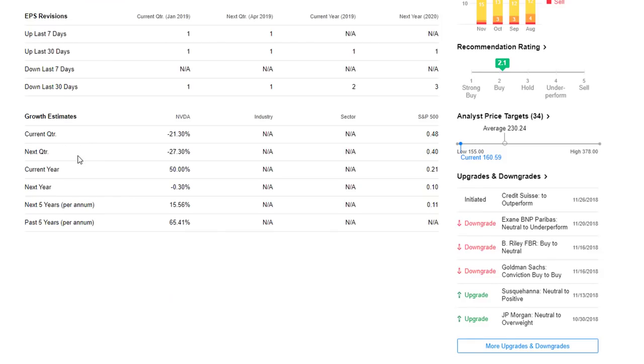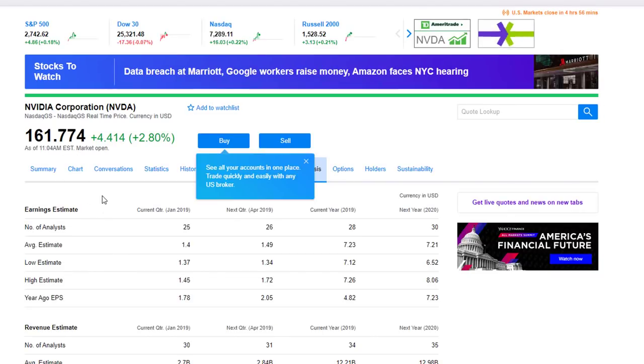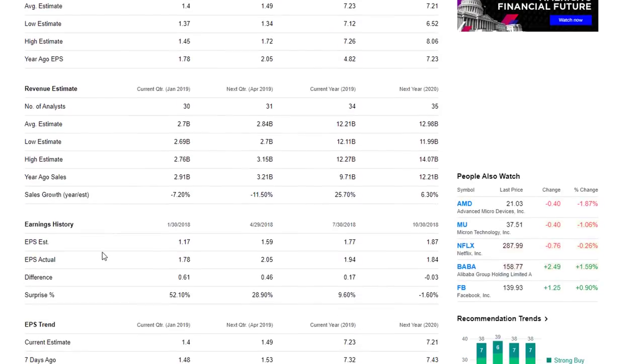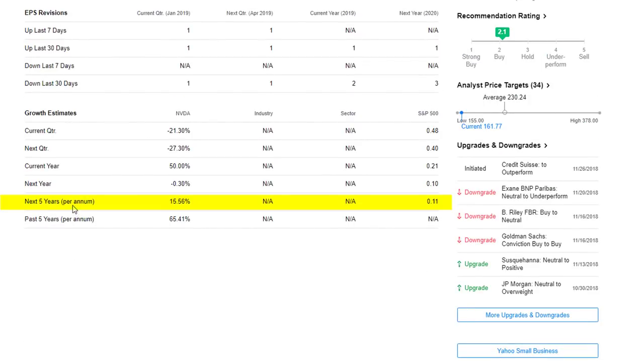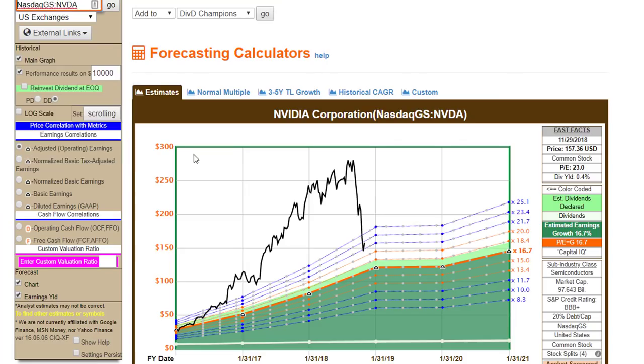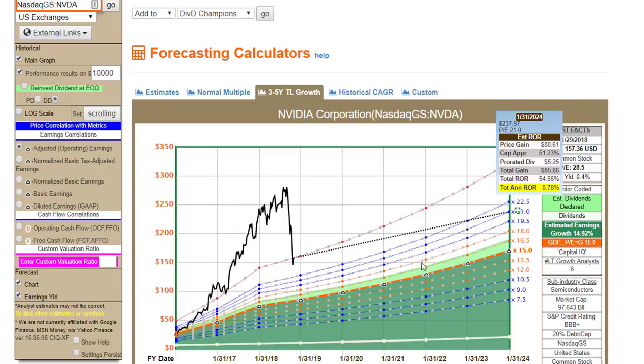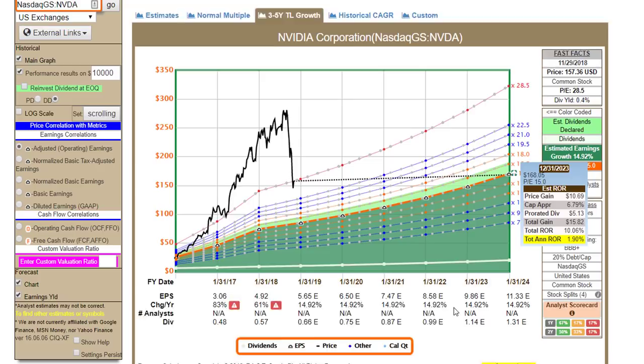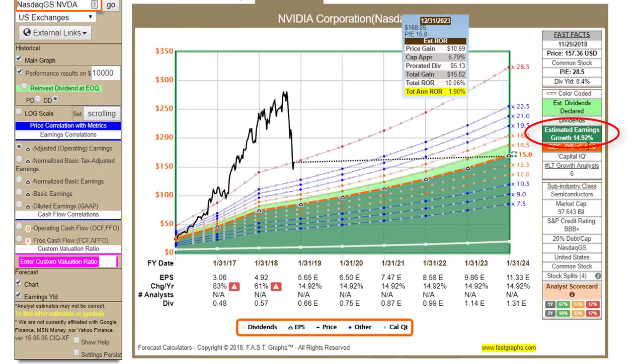Now I'm going to go to the external links here with FAST Graphs, and I want to go into Yahoo Estimates here, and I'm going to look at Nvidia. As you can see, the stock is currently up almost 3% today. If I look at the consensus estimate for the next 5 years, and these I believe are analysts reporting to Reuters, they're looking at 15.56% earnings growth for Nvidia over the next 3 to 5 years. If I go to S&P, we have a different group of analysts here. These analysts are looking at the company growing at about 14.9%.